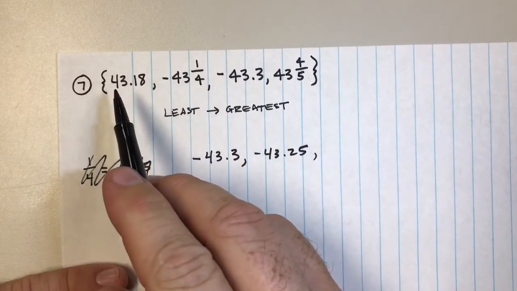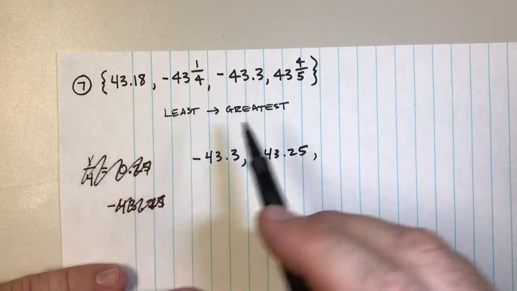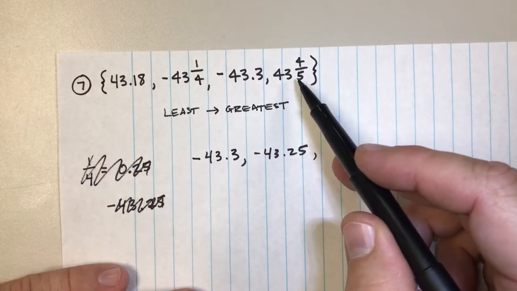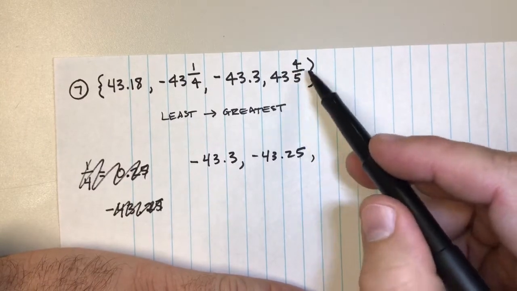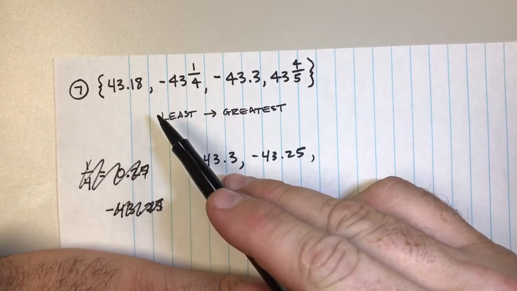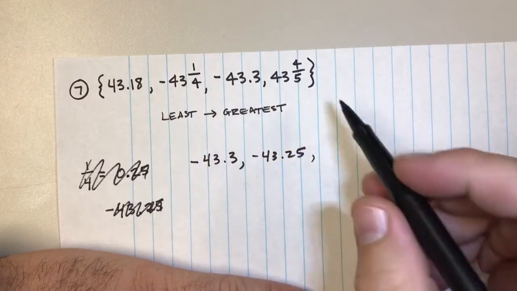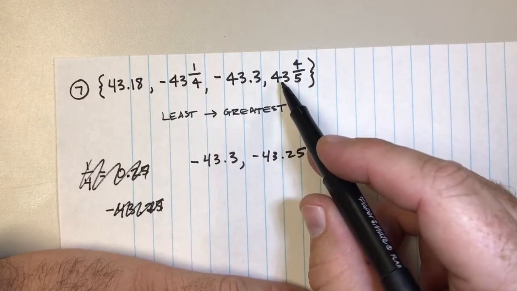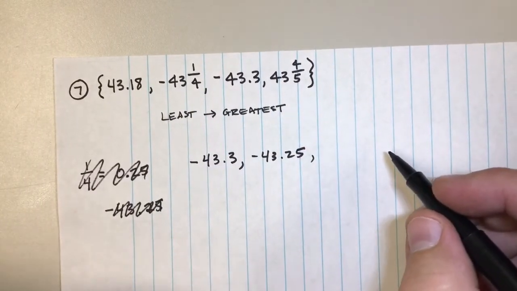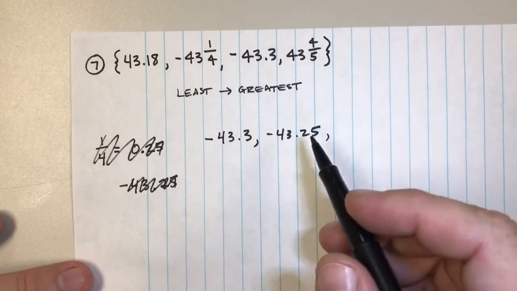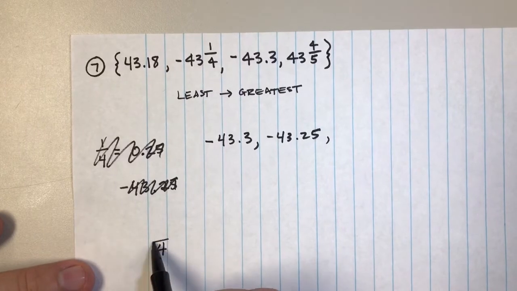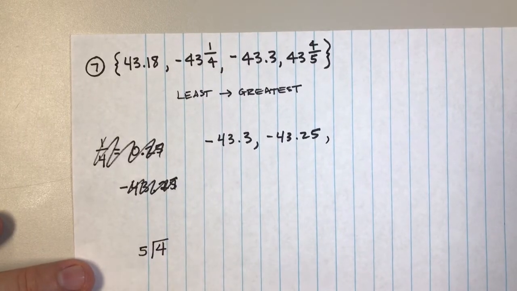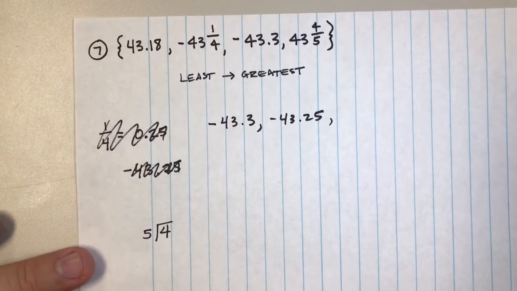So we've got 43.18, and we've got 43 and 4/5. Again, it's going to be easier if we can change this fraction to a decimal, and then we can compare. So we're going to put the 43 whole number on hold for a second, and we're going to take that 4/5, and we're going to use the division method to see what the decimal of it will be.